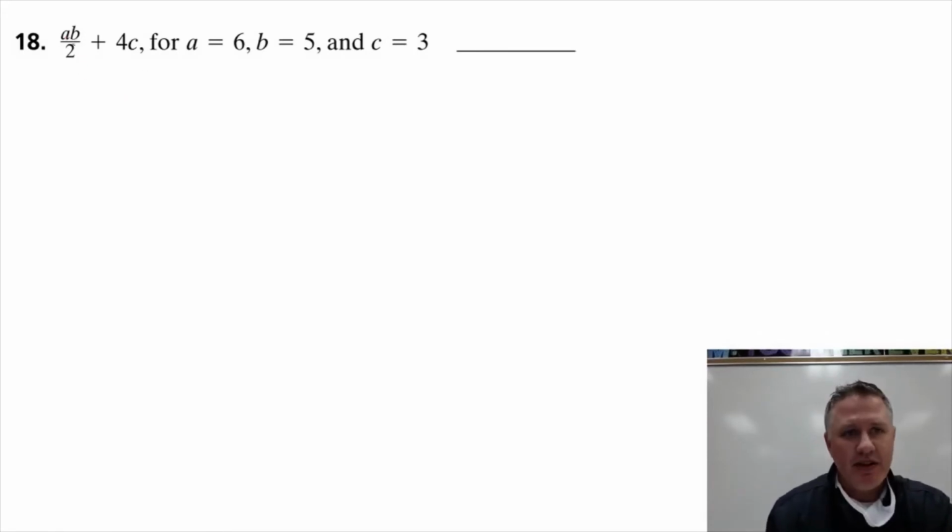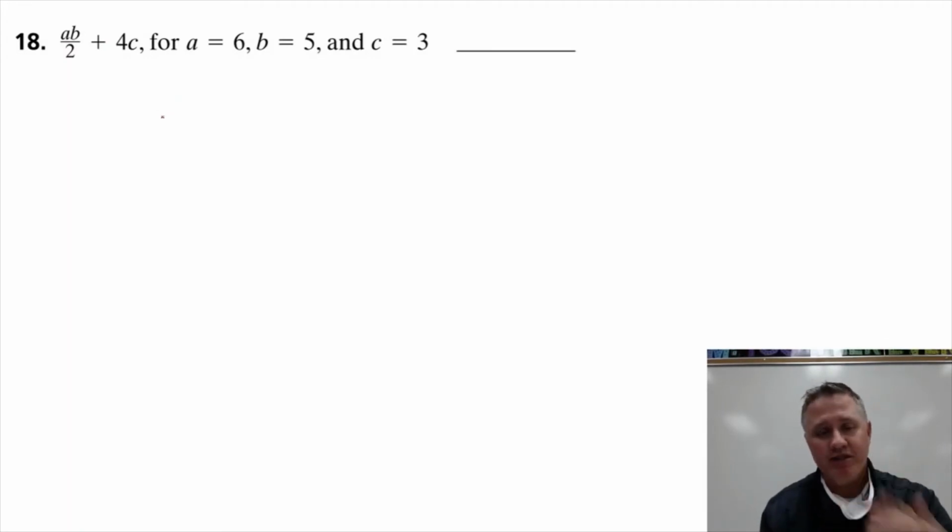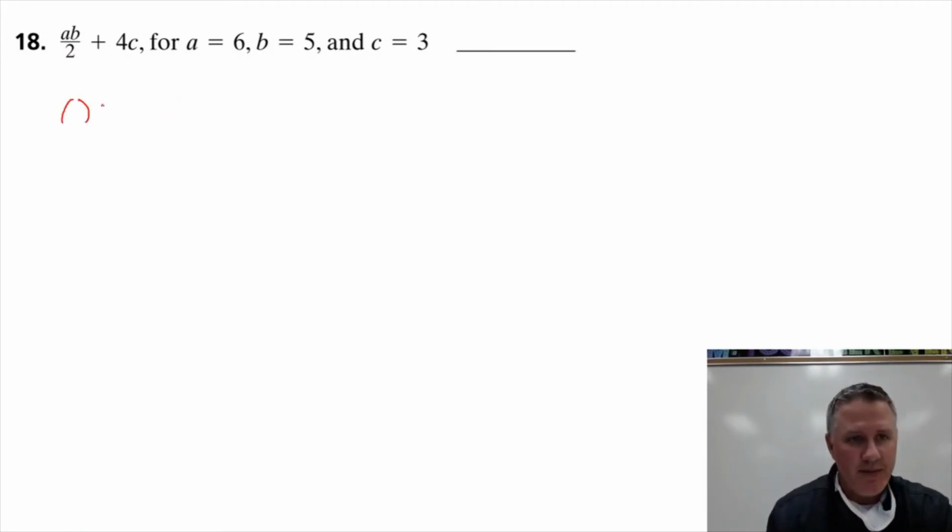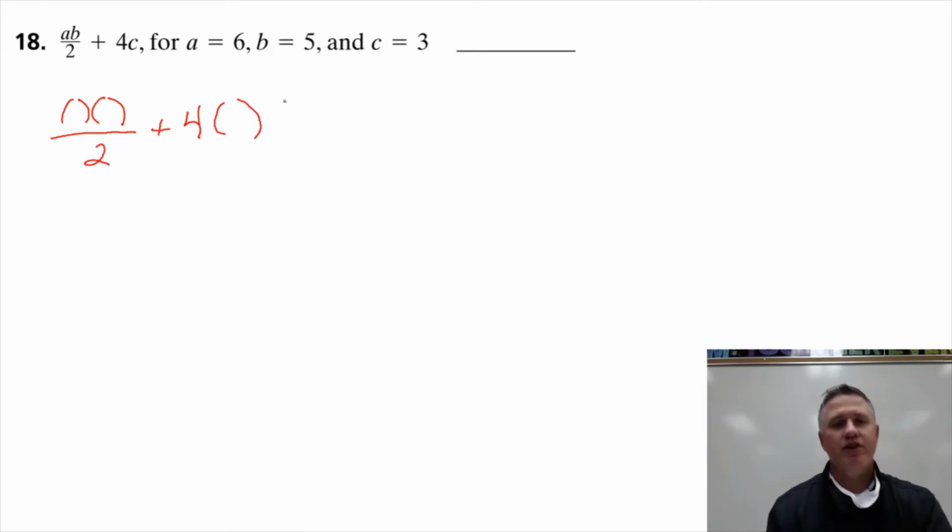A times B divided by 2 plus 4C. I've got 3 variables. That means I need 3 present boxes. So A, B divided by 2 plus 4. And where I see the C, I use another present box. Notice how I put them all there. Now put the right present in the right box.